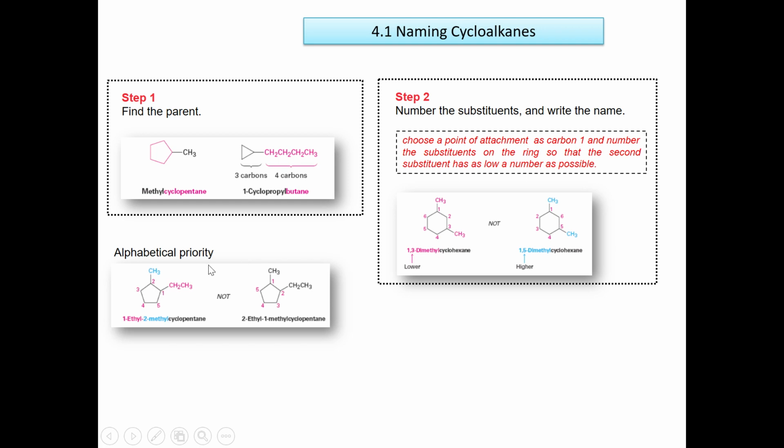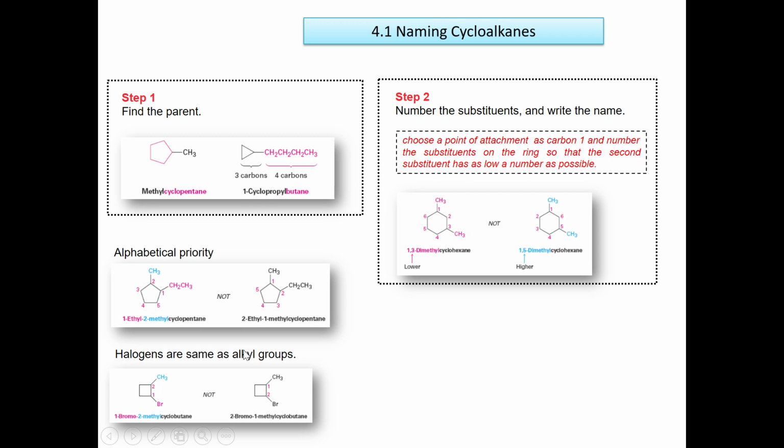Then remember that we have alphabetical priority. That means this will be 1-ethyl, 2-methyl, and not 2-ethyl, 1-methyl. This will be 1-ethyl-2-methylcyclopentane.